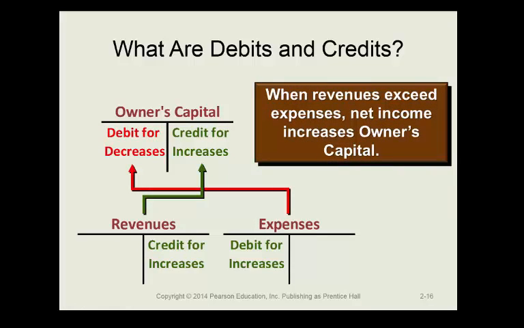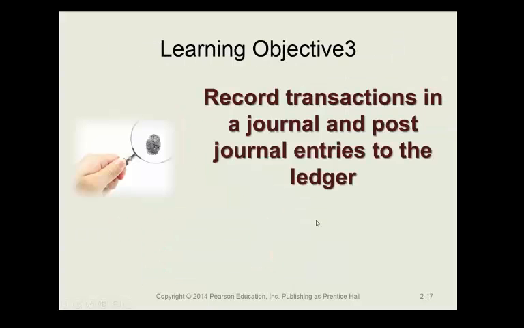Same thing here. When revenues exceed our expenses, we have net income. Remember, net income increases owner's capital, so that increase would be a credit to capital. Same thing if we had a net loss. If expenses were greater than revenues, we would debit our owner's capital for that decrease due to the net loss. It might be hard to see with these charts and lines exactly what it's talking about, but when we actually get to the problems, it'll probably make more sense to you.